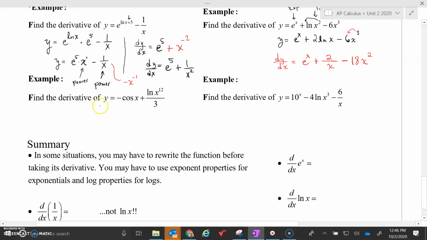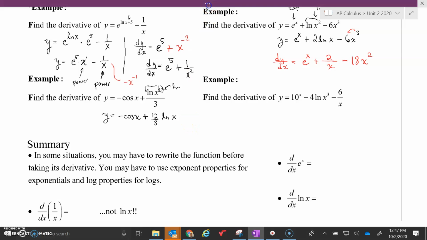So this one says to find a derivative, but I have a trig function and a natural log function. So we're going to have to use both of those rules. But you see that we have a power out here, and you'll use the power property to drop that 12 before taking the derivative. So let's rewrite this as y equals negative cosine x plus, let's write it as 12/3 natural log x. Ooh, I like that a lot because 12/3 is just 4.